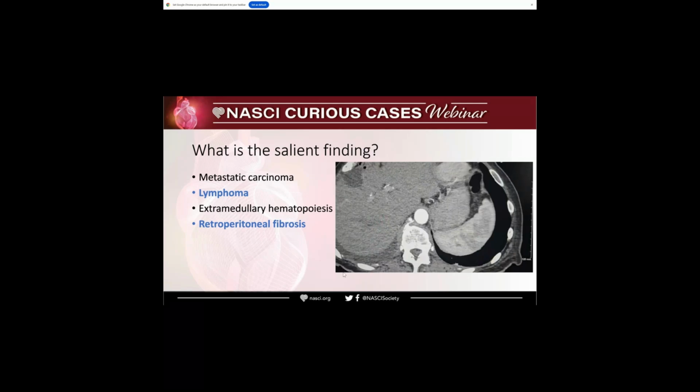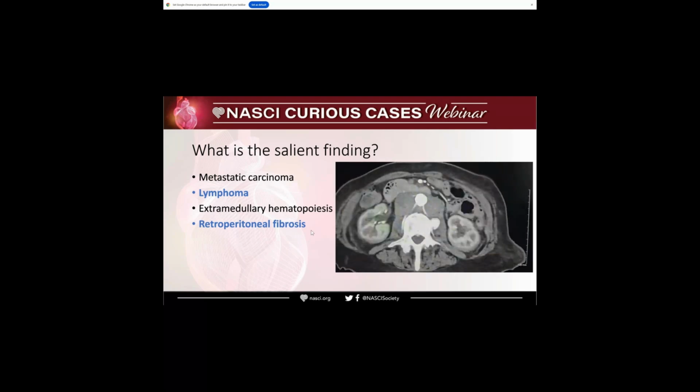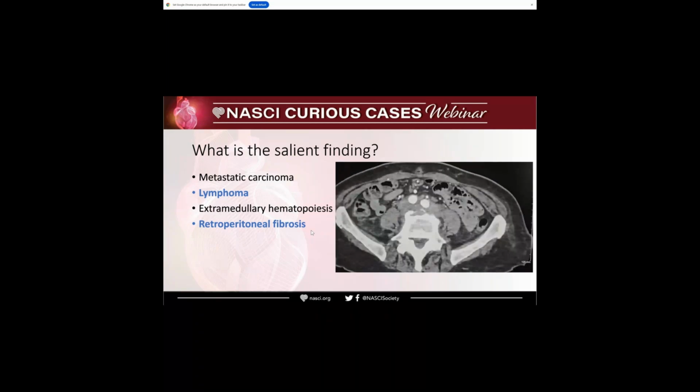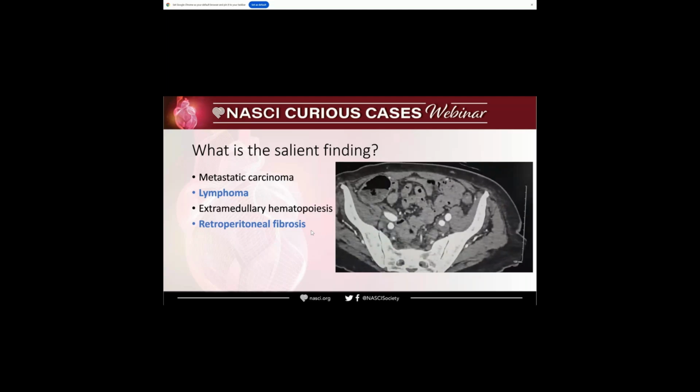So if we go back to the case and we look at the location, first of all, if you look at the finding, it looks like it's a little bit more proximal. It's true that it goes all the way down, but it starts more upwards. But there's definitely diffuse involvement almost into the pelvis.